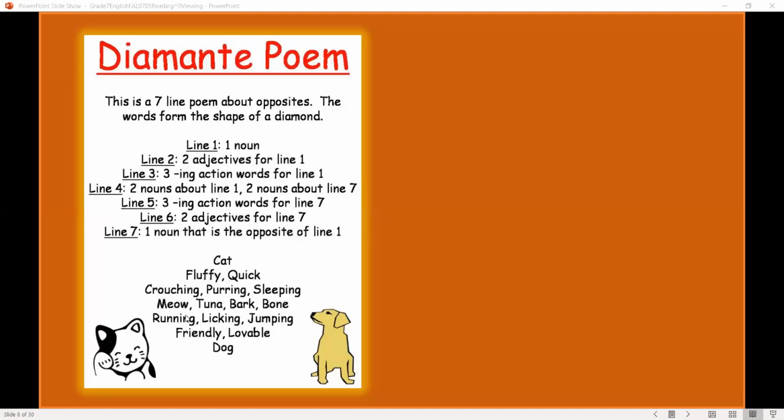Then the ing words about the dog. Running, licking, jumping. Then some adjectives about the dog. Friendly, lovable. Then the noun, dog. Do you see the opposite? So it starts with cat and it ends with dog. It starts with describing the cat and what the cat's doing. Then it ends with describing the dog and what the dog's doing. Okay.